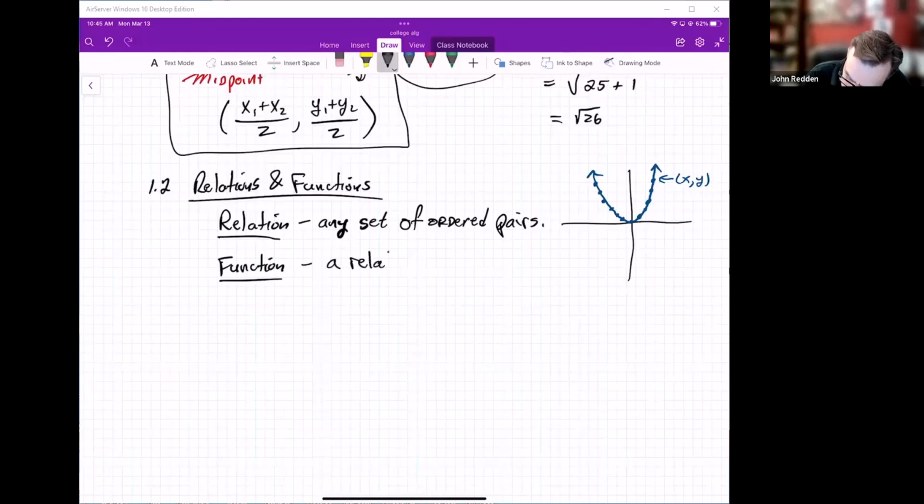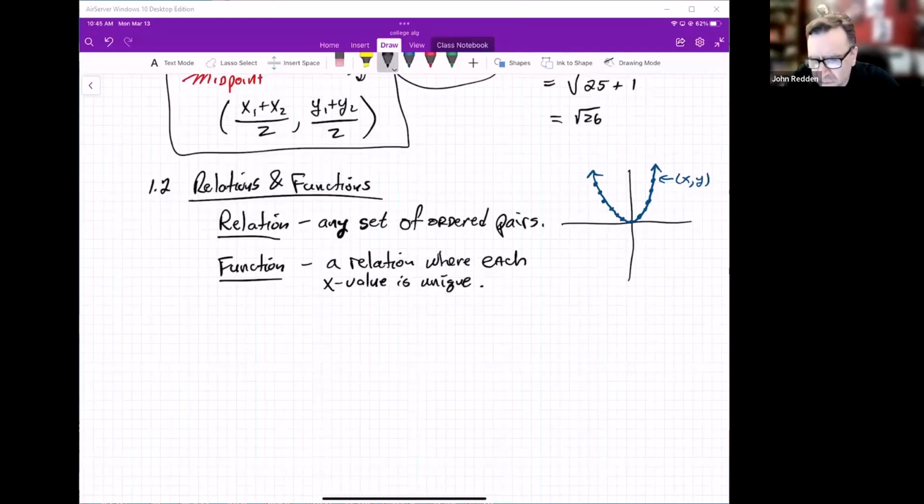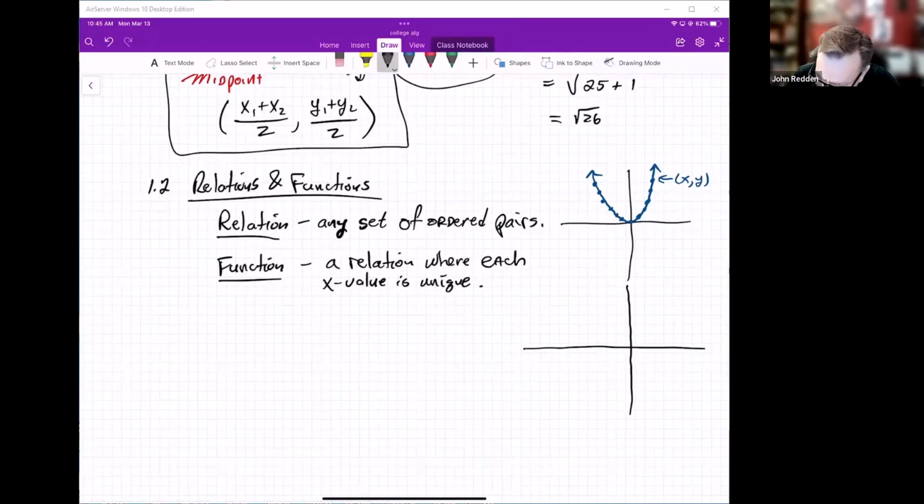So a function is a relation where each x value is unique. Now, there's a number of ways to define a function. Our book has some sort of more technical definition, but this is a pretty simple definition. So you could see here for the parabola, that's a relation that's also a function, because each x value is going to have each point, right? Each ordered pair, as I look at this, each one of these dots, if you think about it, is going to have a different x value.